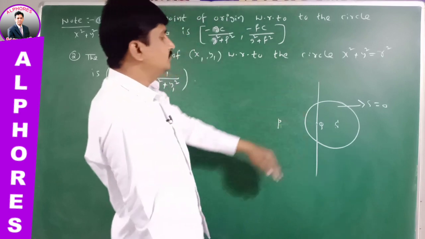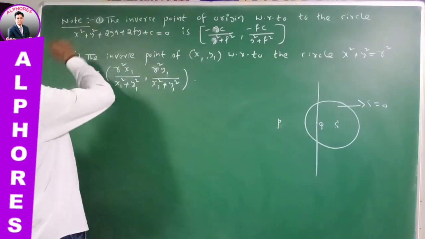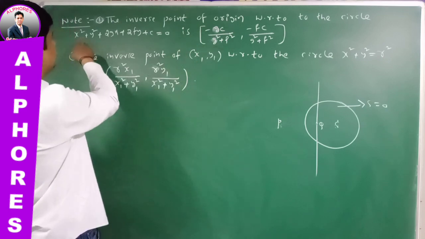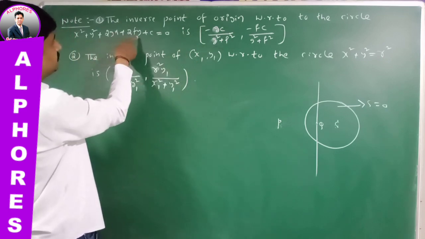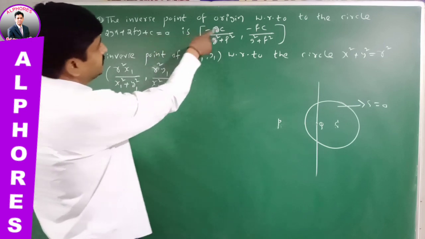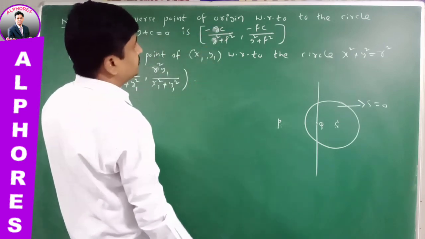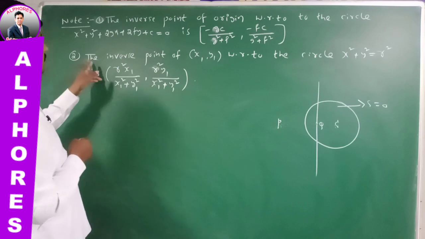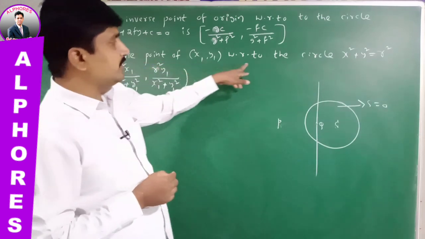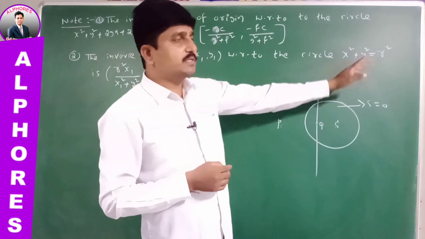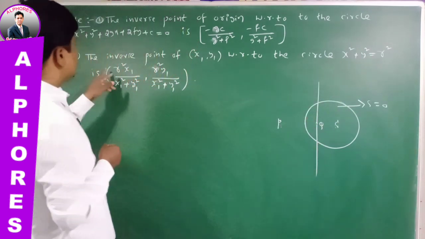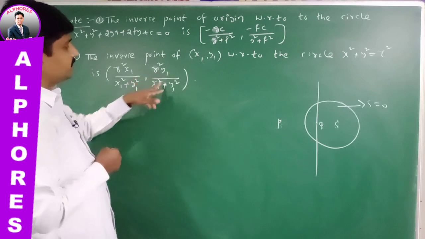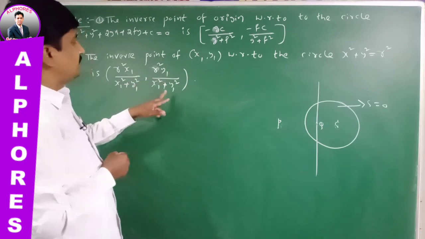Now note points. First one, the inverse point of origin with respect to the circle x square plus y square plus 2gx plus 2fy plus c equal to 0 is minus gc by g square plus f square comma minus fc by g square plus f square. The inverse point of x1 comma y1 with respect to a circle x square plus y square equal to r square is r square x1 by x1 square plus y1 square comma r square y1 by x1 square plus y1 square.